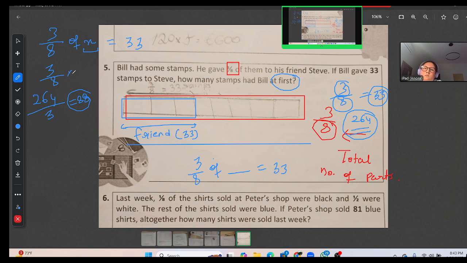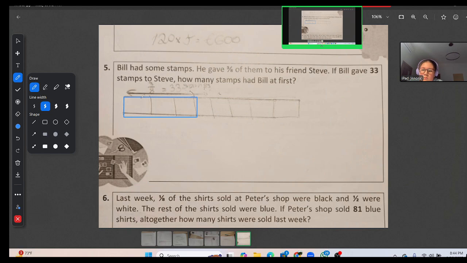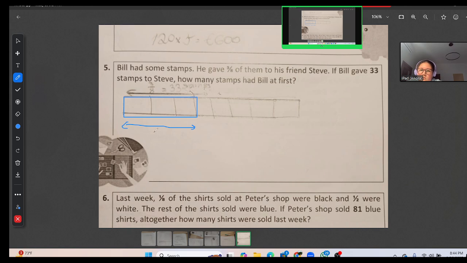3/8 times X is equal to 33. Now you multiply this number with the denominator and divide that with the numerator. That is one way. Or the other way, which is also simple: as you know, 3 of them is 33, right? I think you would find this way easy because you understand this concept.